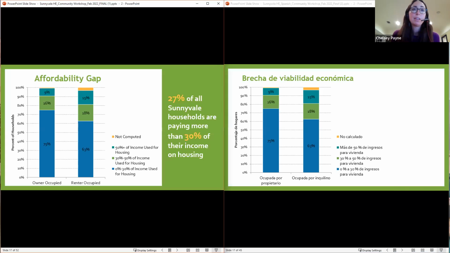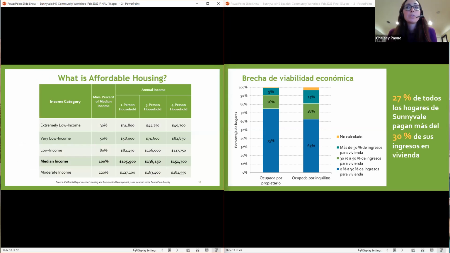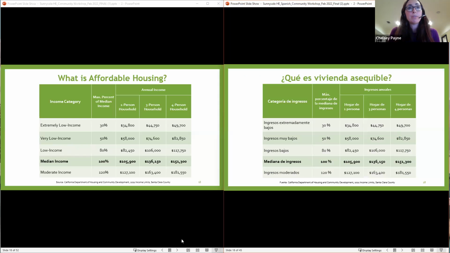About 12% of all households are severely overpaying, meaning they're spending more than 50% of their income on housing. Overpayment is higher for renter households compared to owner households in the city. 33% of renters in Sunnyvale are overpaying for housing, while 25% of owners are overpaying. Next slide, please. So what do we mean by affordable housing?